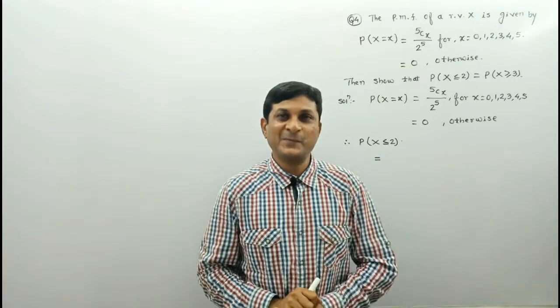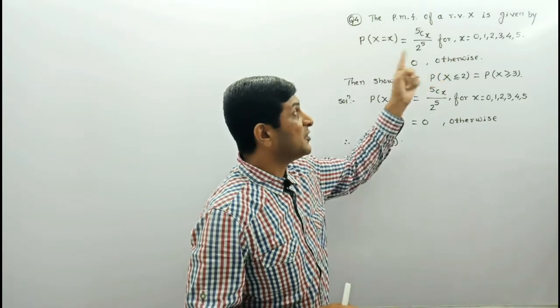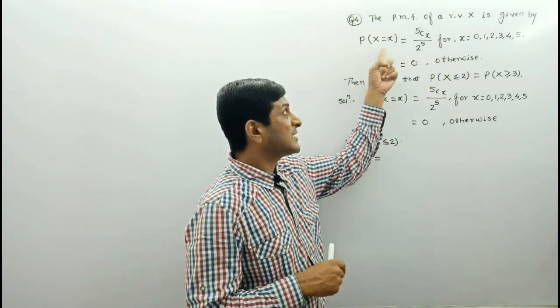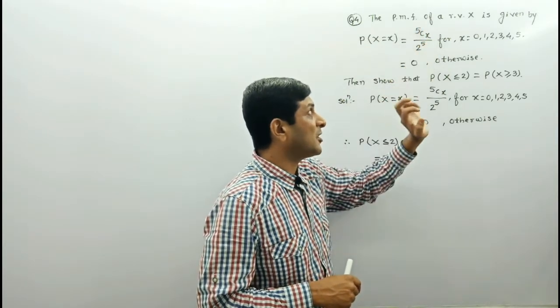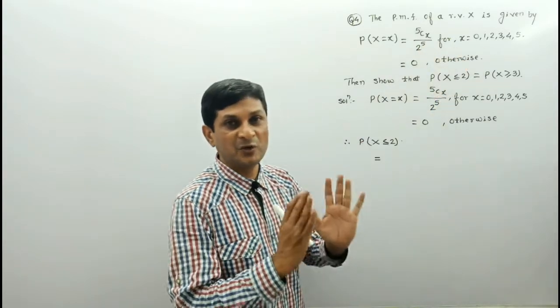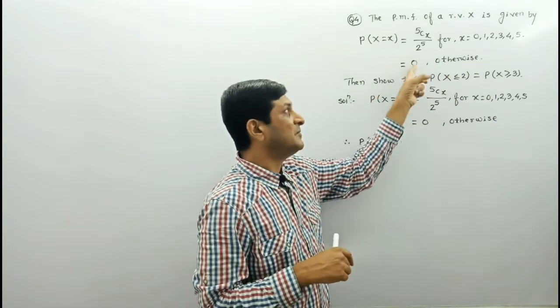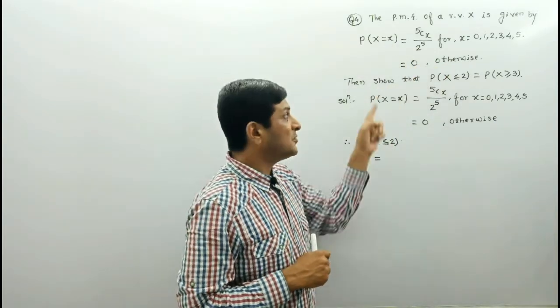Now see question number 4. In this question, the probability mass function of a random variable X is given. So observe how it is defined. P of x is equal to 5cx divided by 2 raised to power 5. This is the value of P of x if x is equal to 0, 1, 2, 3, 4 or 5. Otherwise, the value of probability will be equal to 0. Using this given condition, what we have to prove?